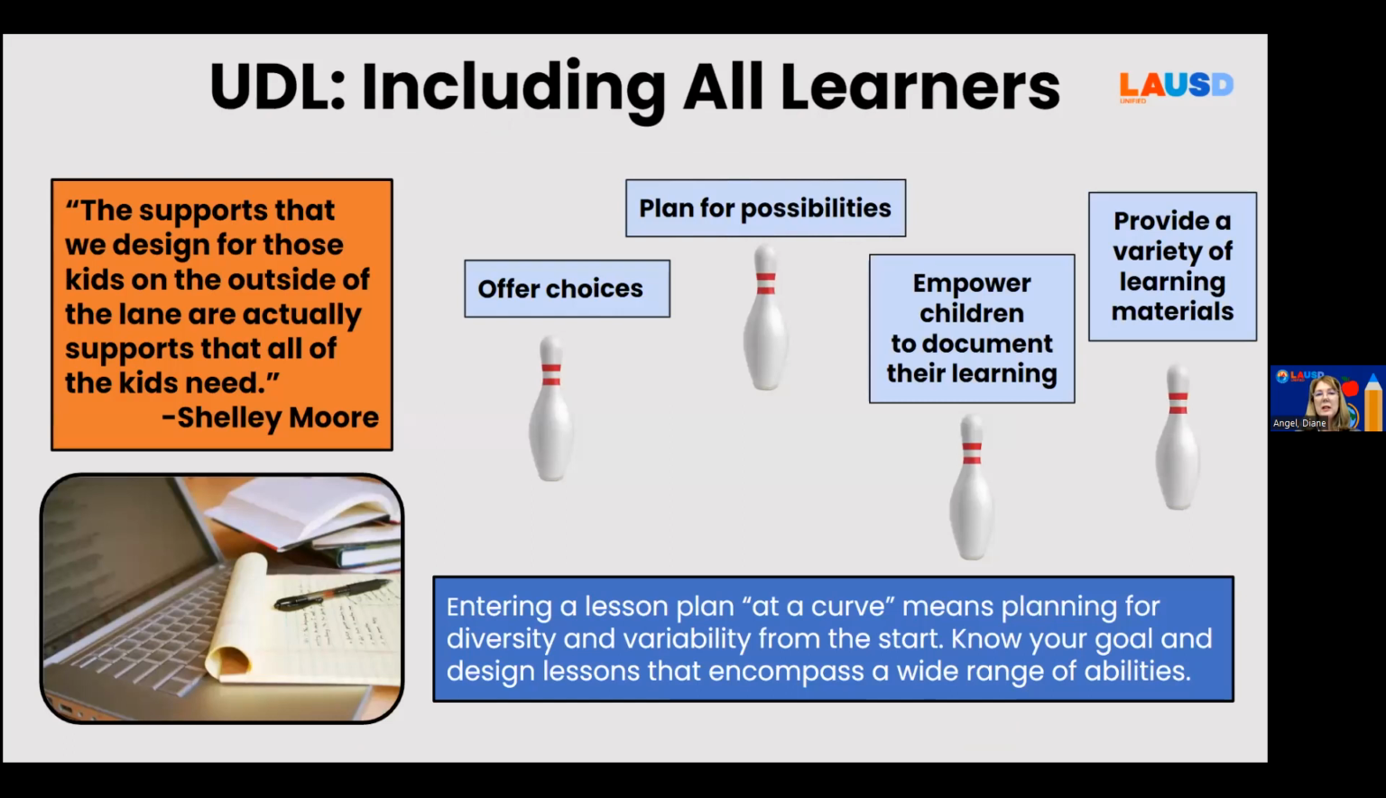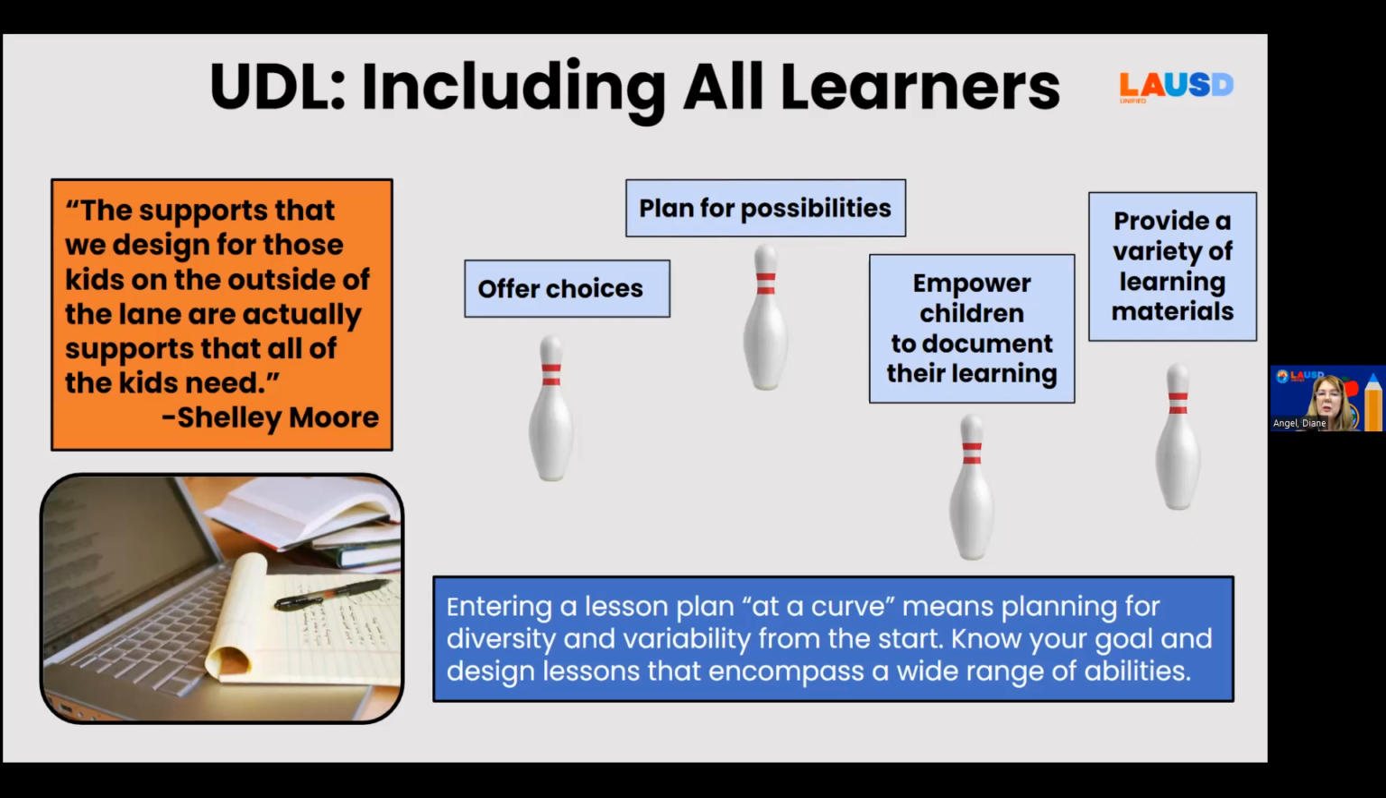How do we teach in a classroom with a range of needs? As Shelley Moore mentioned, we need to change our aim. That is, the supports that we design for those kids on the outside of the lane are actually supports that all of the kids need. But what does it mean to enter a lesson plan at a curve?